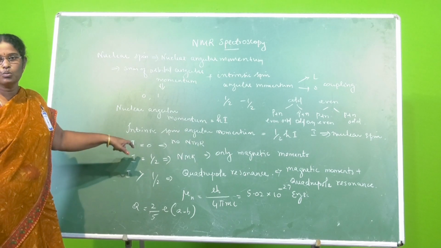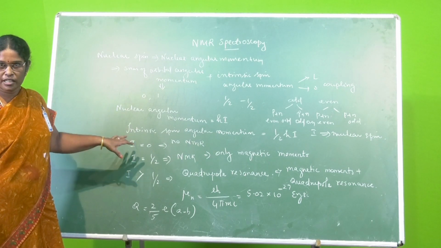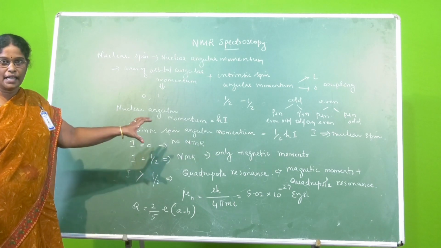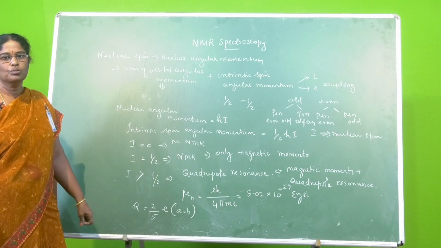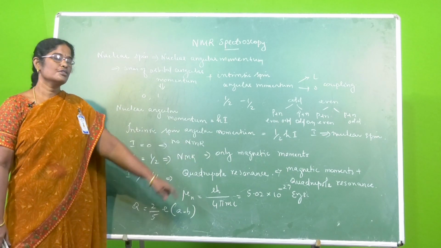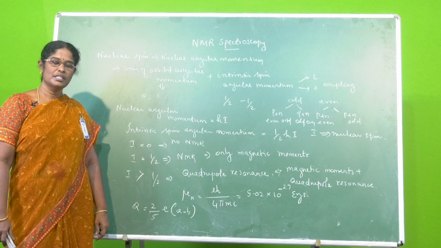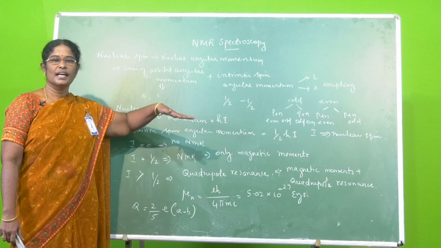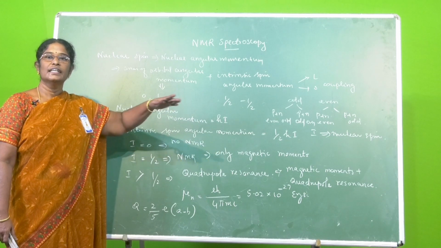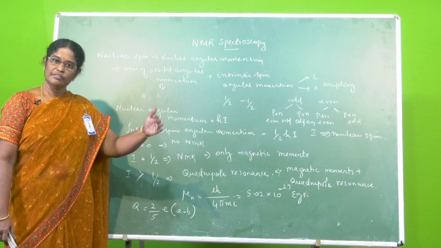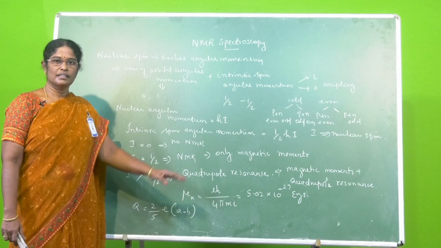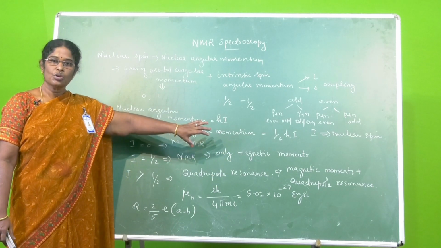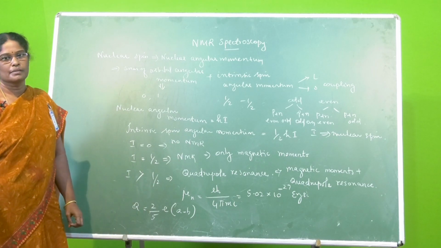If I is equal to 1/2, which means the nuclear spin has a half-integral value, then that is associated only with the magnetic moments, which means it can give out an NMR spectrum, or it has a flux that can interact with the varying field that is applied externally, or there is a magnetic moment that is associated with all the nucleons that are present inside the nucleus.